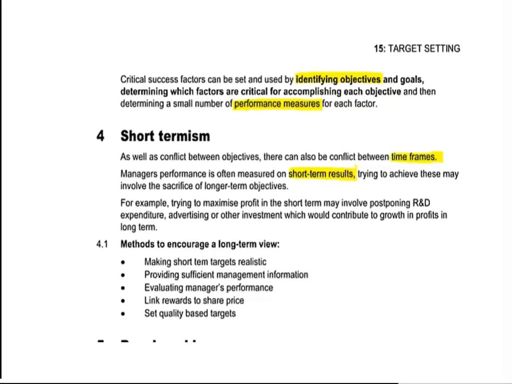Consider this example then. If a manager is going to be paid a bonus based on maximising profits in the next 6 months, one of the ways then to do that is to reduce costs. So that could involve delaying research and development, advertising, or any other investment which actually is going to be very important for the long-term future of the company.